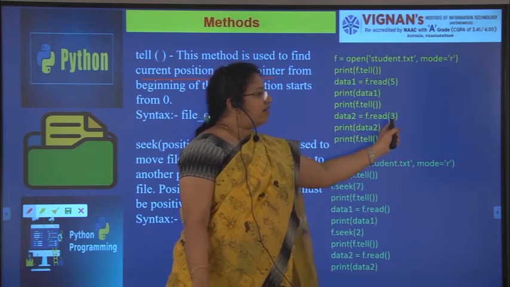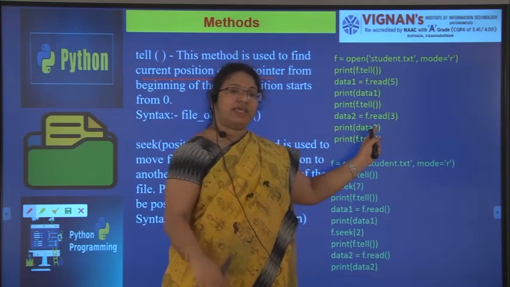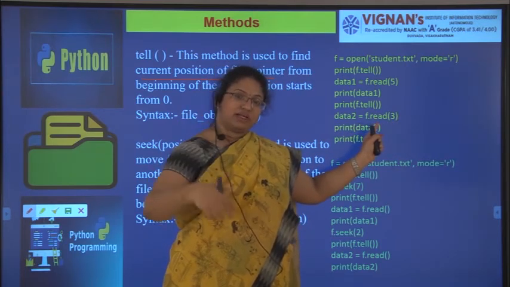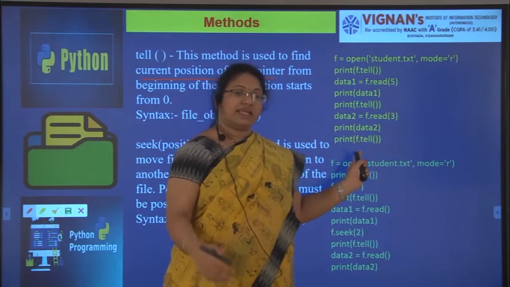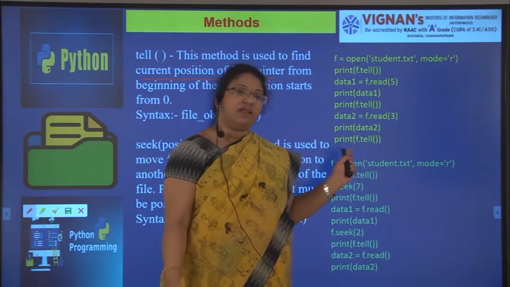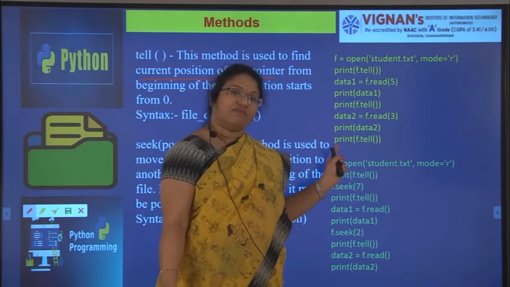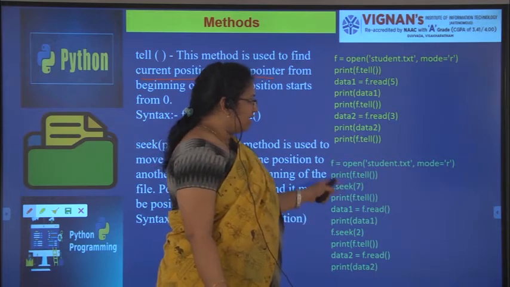Next, f.read of 3, you are going to take the next three characters. Again you ask f.tell, and it is going to tell the position of your file pointer location.